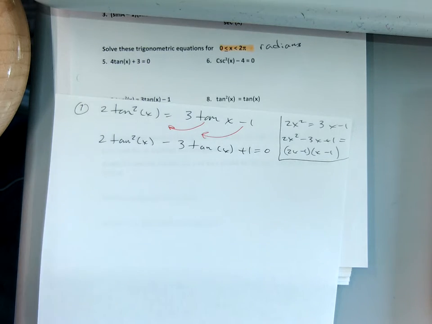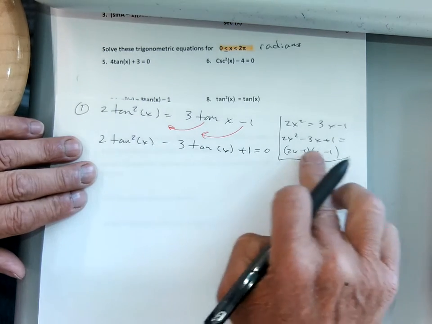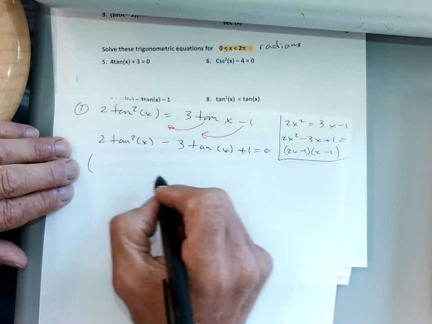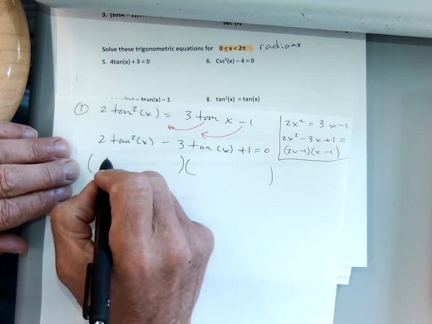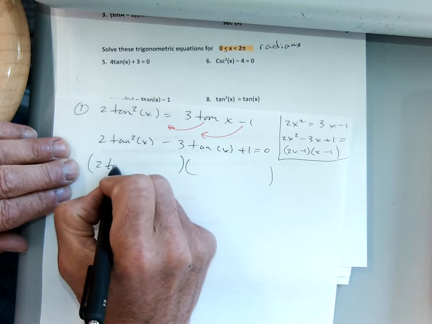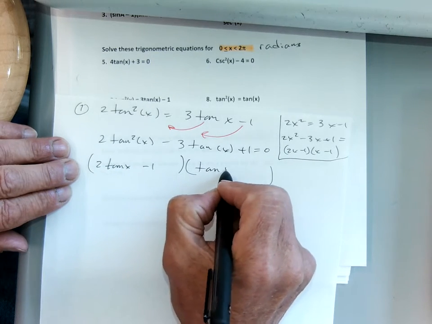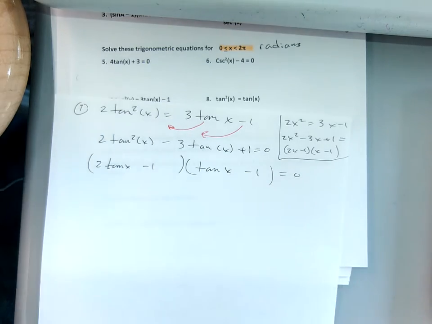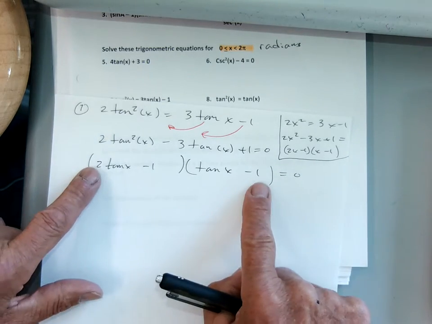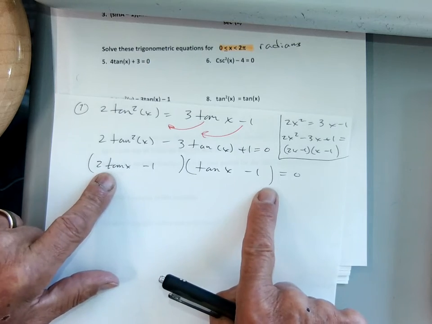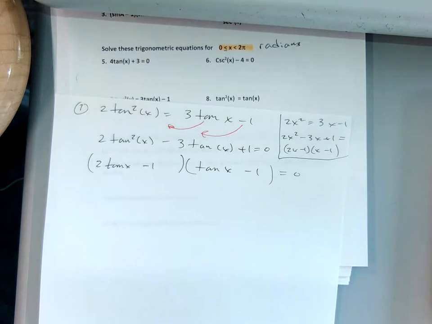So then I'm going to factor just like I factored the algebra, except it's tangents. I'll have 2 tan of x minus 1 and tan of x minus 1, because that will make my 3. Negative 2 tangents, negative 1 tangent makes my negative 3.